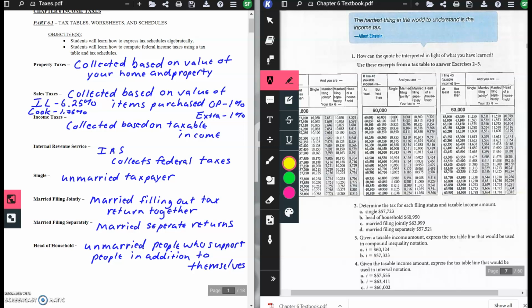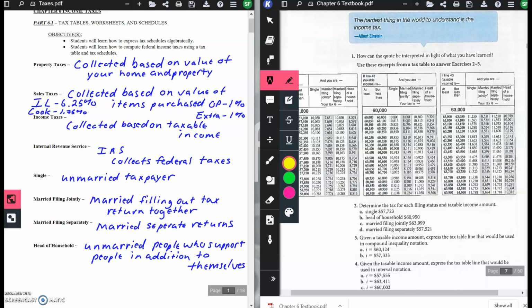Single, this is a filing status. This is for unmarried taxpayers. Okay, typically the most tax is taken out when you claim single. Married filing jointly, these are for married people who file one tax return together. Married filing separately, these are married people who file two separate tax returns come tax time. And head of household, these are for unmarried people who support additional people other than themselves. So if you have a grandparent or something like that staying at your home, you can claim head of household.